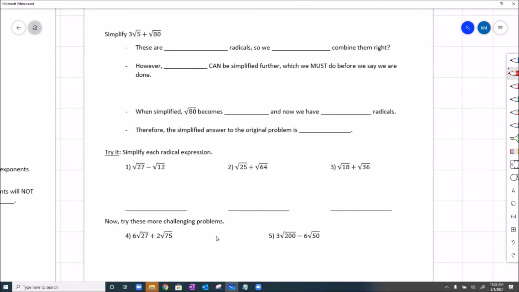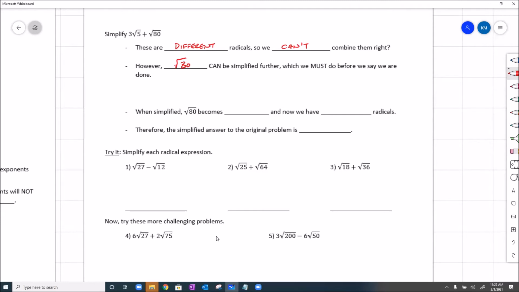So it says simplify 3 radical 5 plus radical 80. As we look at this problem initially, you're like, hey, these are different radicals. They're unlike terms. So you can't combine them. However, here's the difference between variables and radicals. Radical 80 can be simplified further, which we must do before we say we're done.